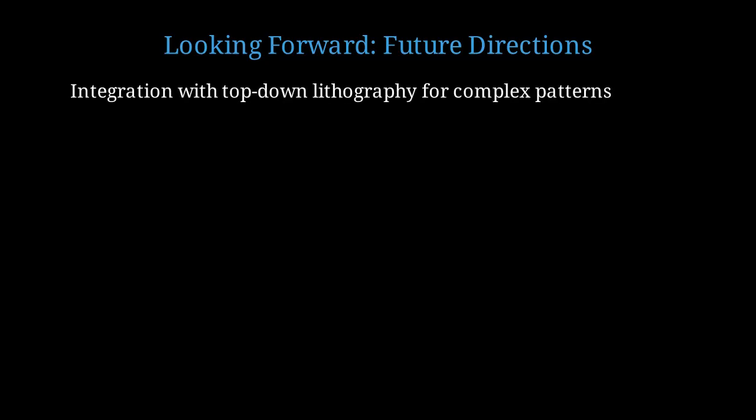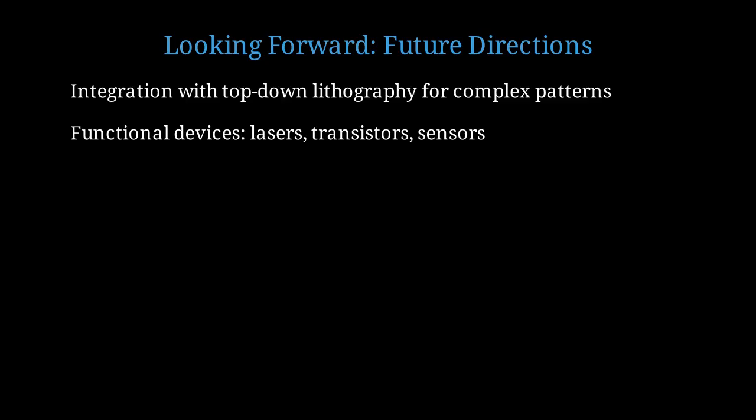What are the future directions for this field? Where is the research on self-rolled nanomembranes heading? One direction is combining bottom-up self-assembly with top-down lithography. This hybrid approach enables complex patterns of tubes with precise positioning. Another direction is developing functional devices based on rolled structures. Researchers are working on microlasers, high-mobility transistors, and ultra-sensitive biochemical sensors using these nanotubes.